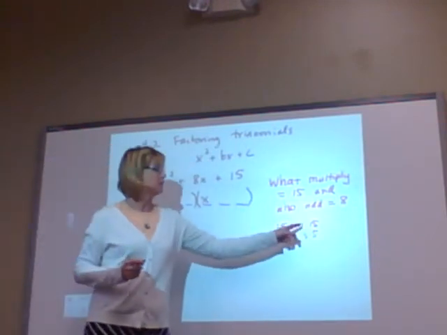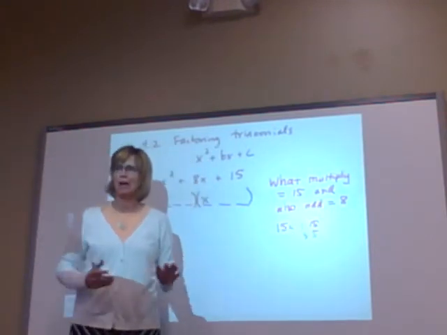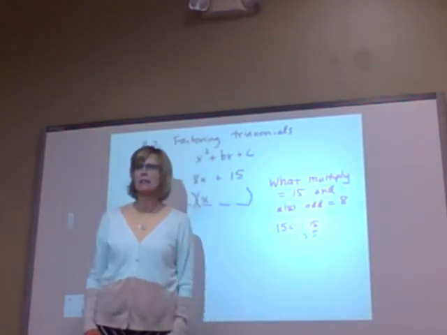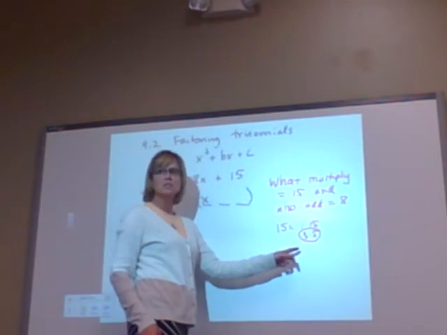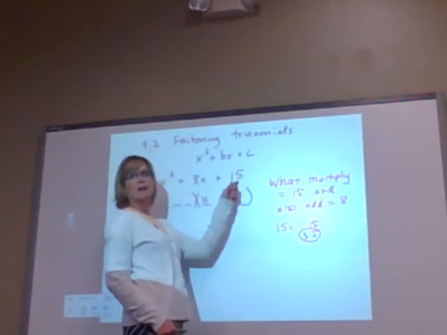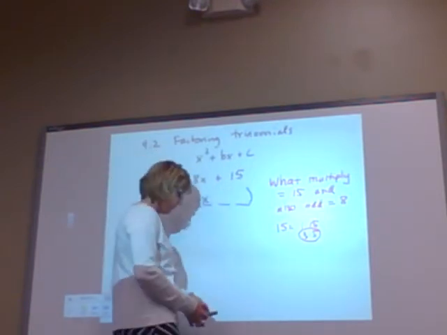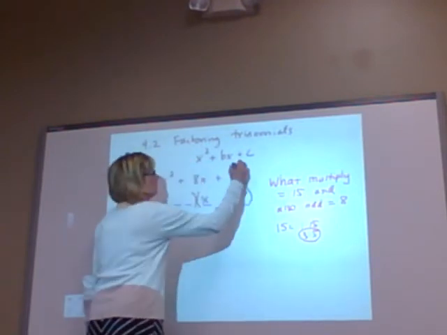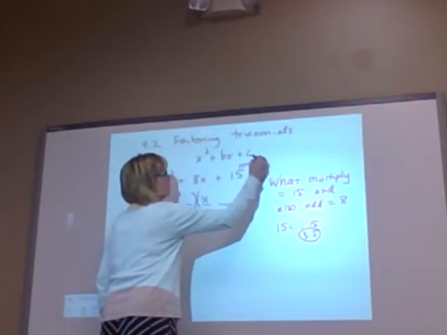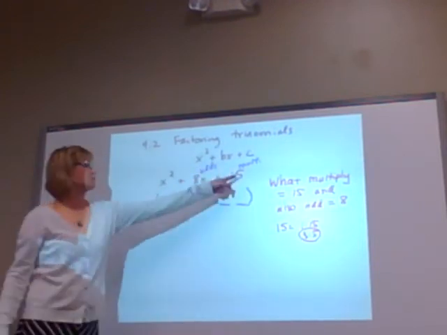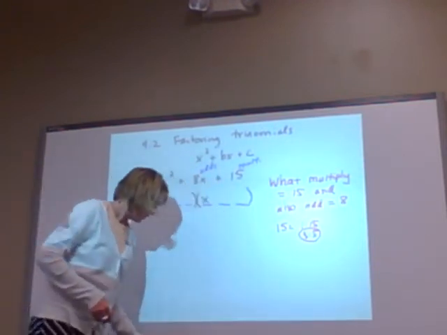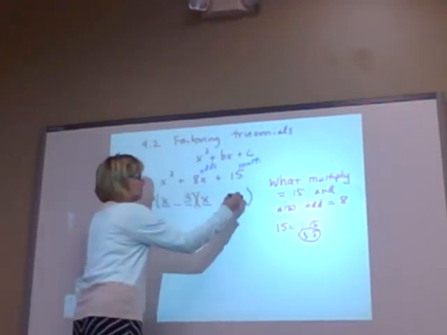Does 1 plus 15 equal 8? No, obviously. 3 plus 5, right? That's pretty easy. So this pair is the one that works because it multiplies to 15, the last number, and adds to the middle number. In fact, let's put that in our notes right here. Multiplies to 15 and adds to 8, the middle term. And in this case, it's going to be a 3 and a 5.